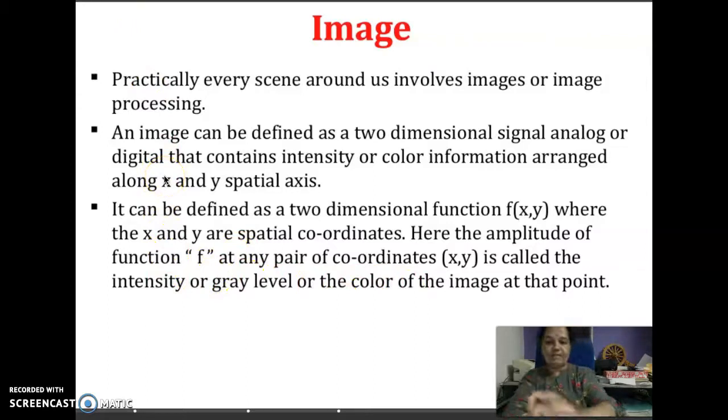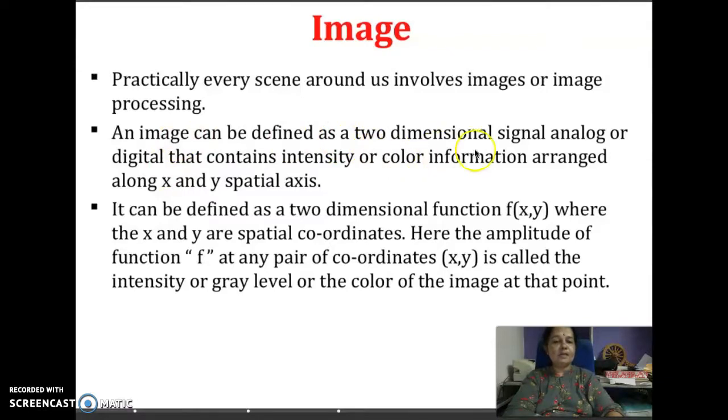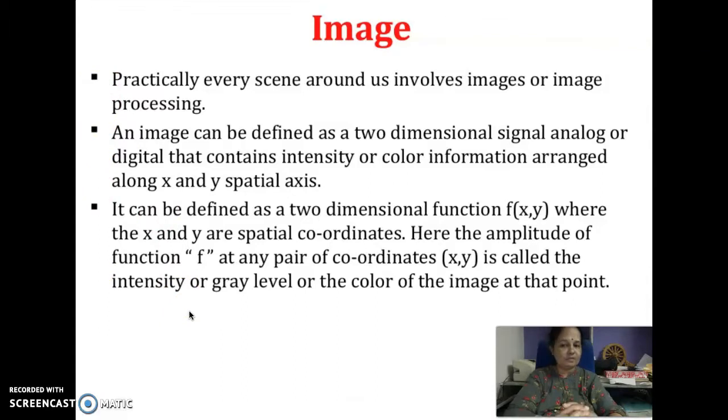So what can we say about image? Image is a two-dimensional signal. This signal could be analog signal, means analog image, or digital image. And that two-dimensional signal is going to have the information regarding the intensity or color information. And this information is arranged along X and Y spatial directions. So this is how we define the image.